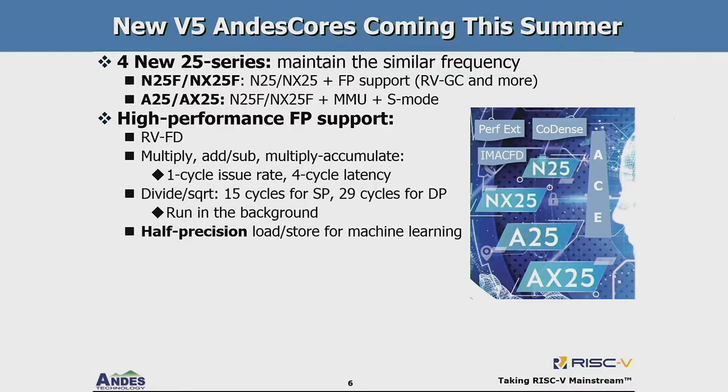So we have high performance floating-point support based on RV F and D, single precision and double precision, and multiply, add and sub, and fused multiply accumulate is one cycle issue rate and four cycle latency. And divide and square root can be 15 cycles for single precision and 29 cycles for double precision, and they run in the background. And we are also adding an extension for half precision. Basically, it's a load/store and does the automatic conversion. So this is for machine learning, and when you have scalar code it will be useful.